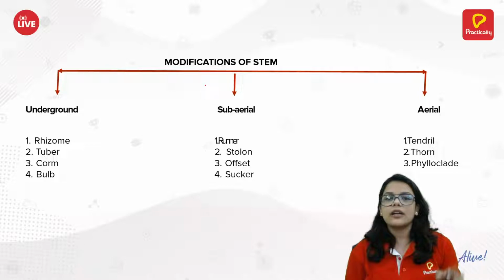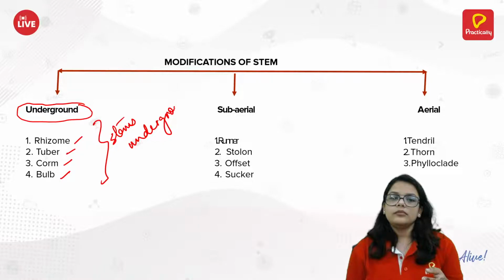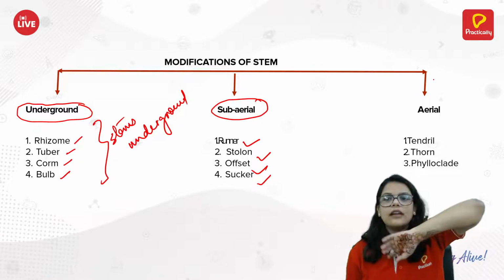So there is underground stem. Sometimes you can find stems underground also. They are rhizomes like ginger, tuber like potato, corm like colocasia, bulbs such as onions. These are some of the stems which are found underground, as in under the soil. Then there is subaerial, for example runner, stolon, offset, sucker. These are subaerial, somewhere on the surface. And finally, there is aerial, which is up. There is tendril, thorn, phylloclad. These are the types of stems.